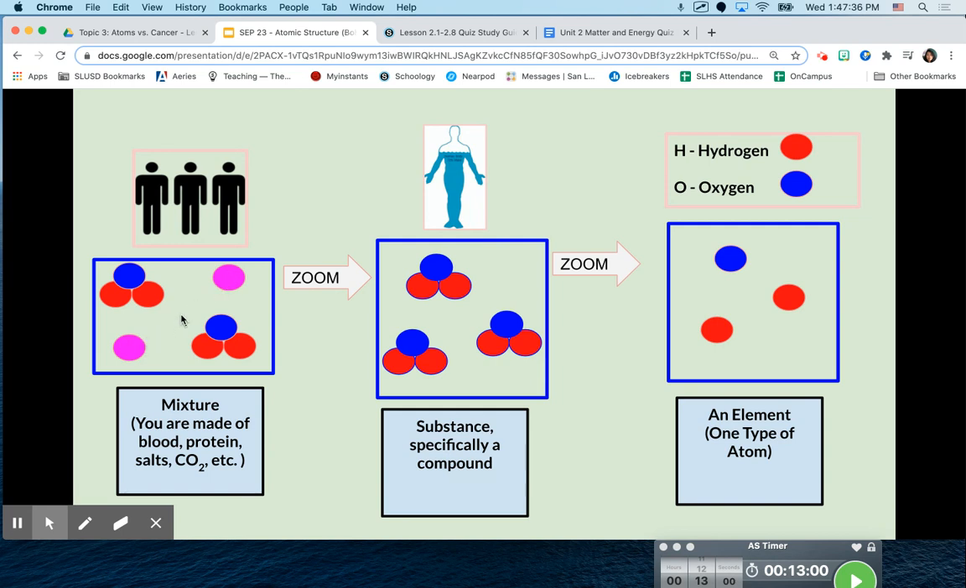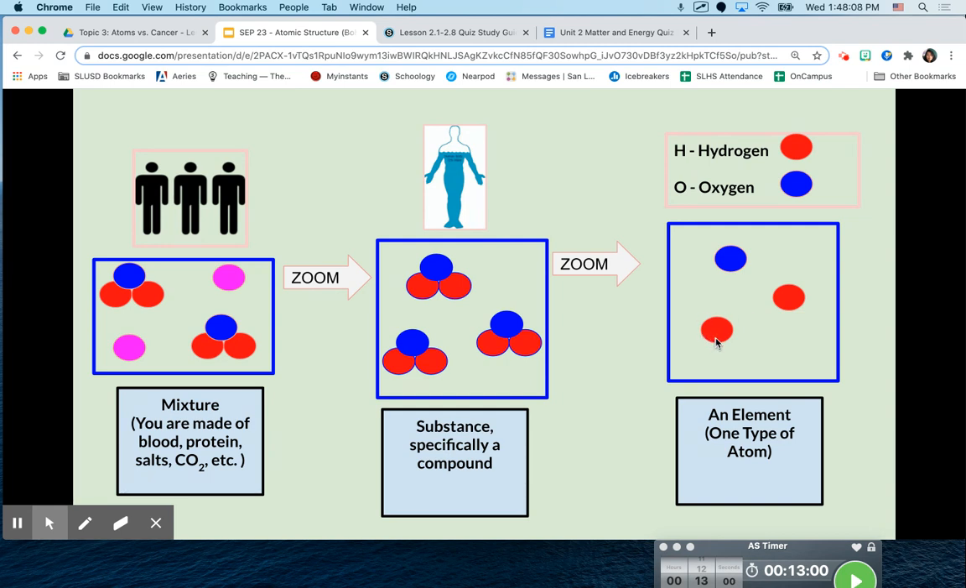If I zoom in closer to one specific substance, we call this a compound, mainly because it is made up of more than one type of element bonded or combined together. And if I zoom in further and break apart the compound, all I'm left with are the types of atoms. So this is the building block of our universe, and this is what makes up our universe.